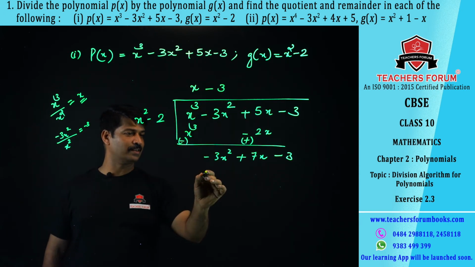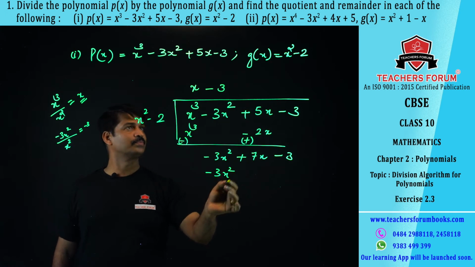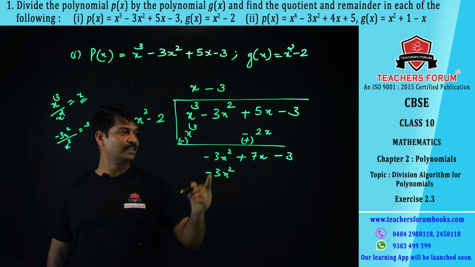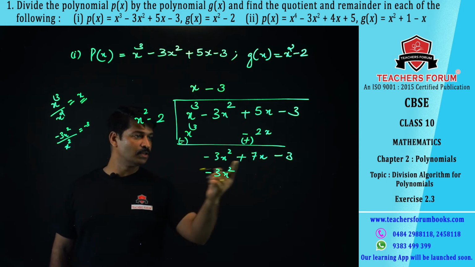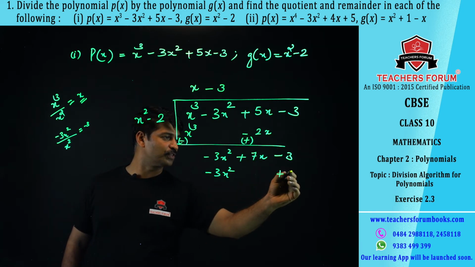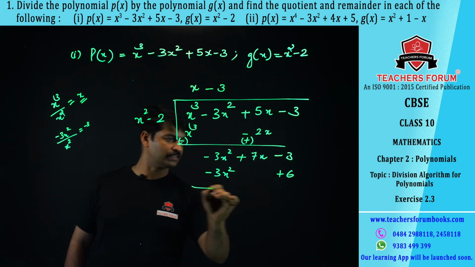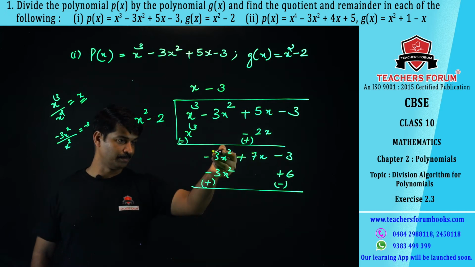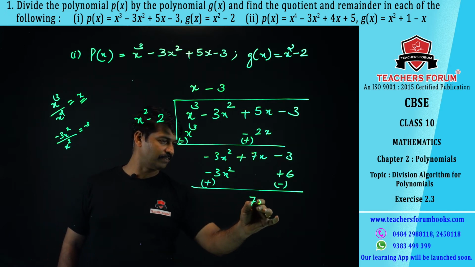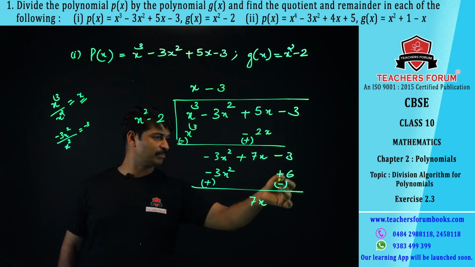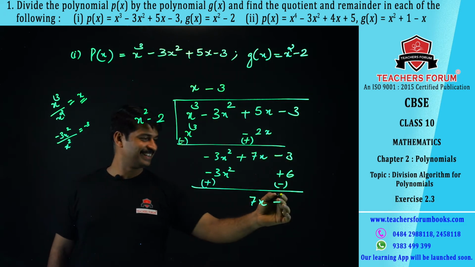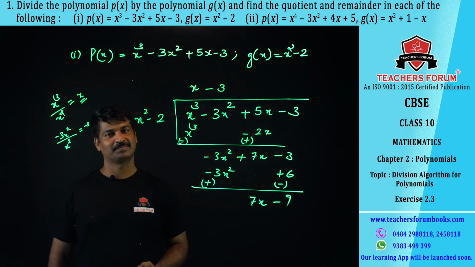Minus 3 into x square, that is minus 3x square. Minus 3 into minus 2, that is plus 6. Where will you write it? Plus 6 is a constant term. You cannot write it here, you have to write it here. Just subtract. You can change the symbol and add. It becomes 0. Here 7x. What is minus 3x minus 6x? Sorry, minus 3 minus 6, that is minus 9.